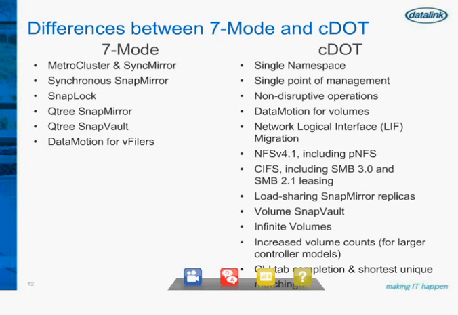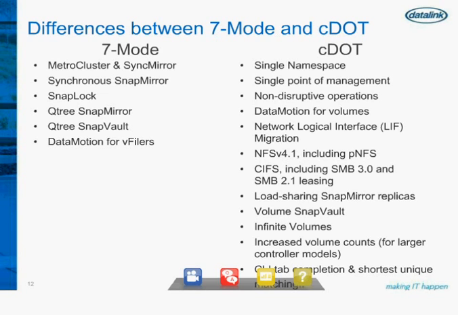The qtrees in clustered ONTAP have returned to their original purpose and the reason for the name qtree, and that is really only for quotas. So we have the ability to create a tree quota on a qtree in clustered ONTAP, and we also have the ability to create an NFS export at that particular point. We no longer have the ability to perform SnapMirror operations or SnapVault operations at the qtree level. That is a 7-mode only capability.